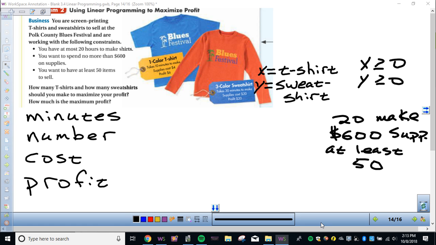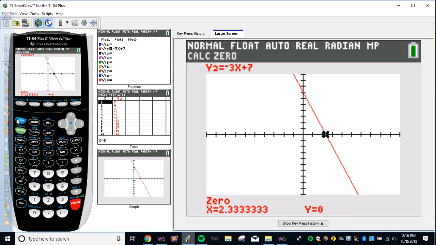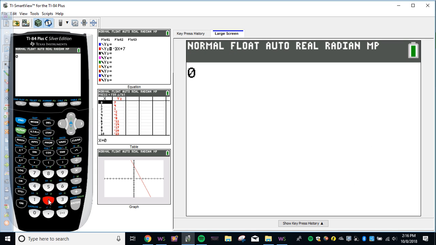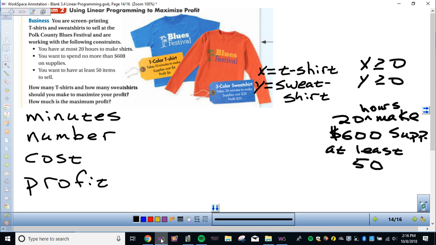Okay, so we need one equation per minute. If this right here is 20 hours, and we're talking about the fact that it takes 30 minutes to make a sweatshirt and 10 minutes to make a t-shirt, what's the problem with 20 hours? What do I have to do to it? Make it into minutes. How do I translate 20 hours into minutes? 20 times what? 20 times 60. If you are multiplication challenged, you can just do it in your calculator. 20 times 60. We know we need 1,200.